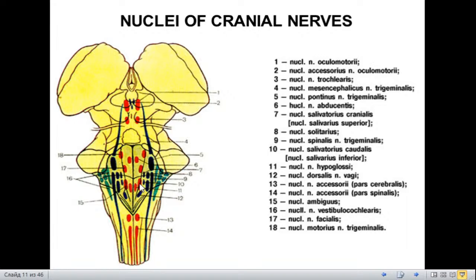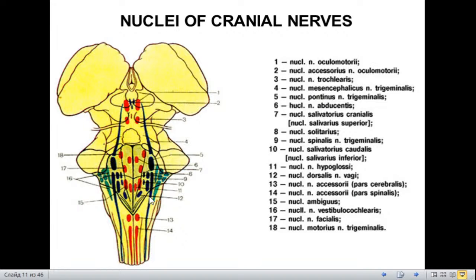Ninth cranial nerve, it has also three nuclei. Motor one, known as nucleus ambiguus, projects between trigonum nervi hypoglossi and trigonum nervi vagi. Sensory nucleus, nucleus tractus solitarii, and inferior salivatory nucleus. The 10th cranial nerve has two common nuclei with the ninth one and one specific parasympathetic nucleus called nucleus dorsalis nervi vagi.